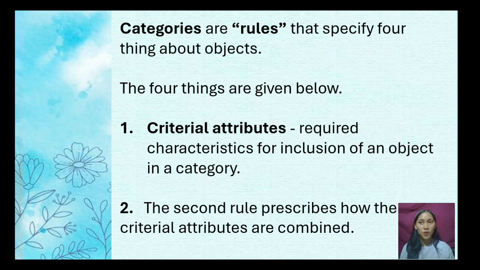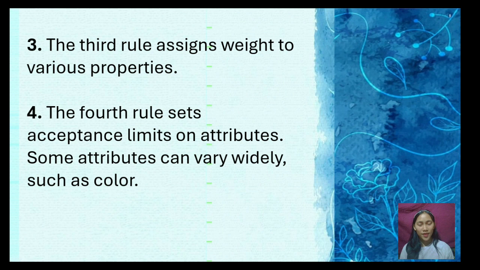The second rule prescribes how the criterial attributes are combined. The third rule assigns weight to various properties. For example, it could still be a car even if a tire was missing, and if it was used for handling cargo, it would be shifted to a different category, such as truck, or perhaps a van.